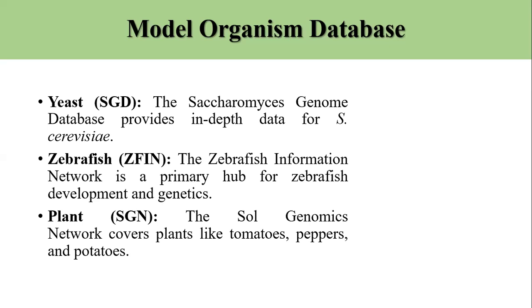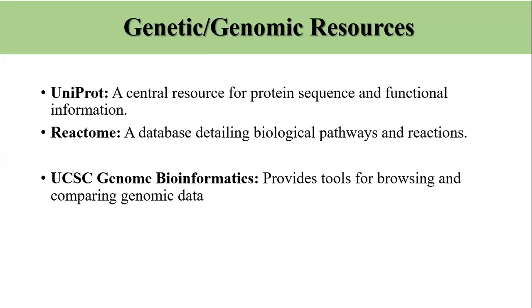The Zebrafish Information Network is a primary hub for zebrafish development and genetics. It also includes the development of all the stages, and how the genome and genes express at different developmental stages is also present here. Then a plant database is also present, the Sol Genomics Network, for plants like tomato, pepper, and potatoes as well. And here are different genetic and genomic resources.